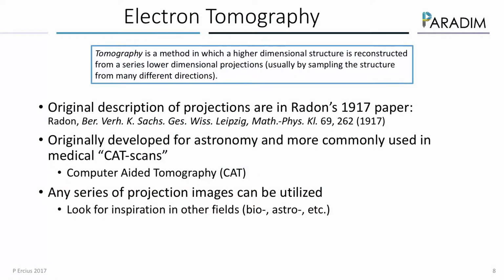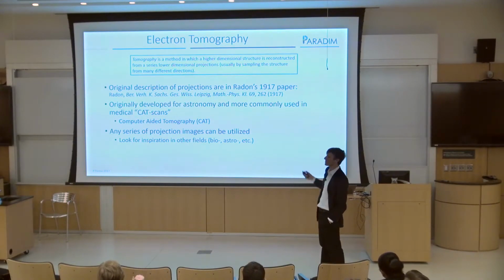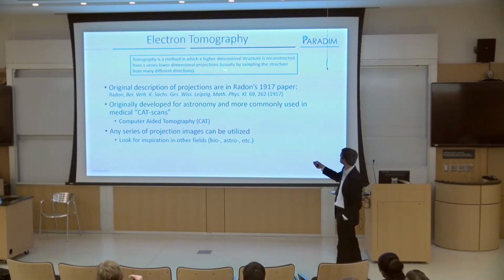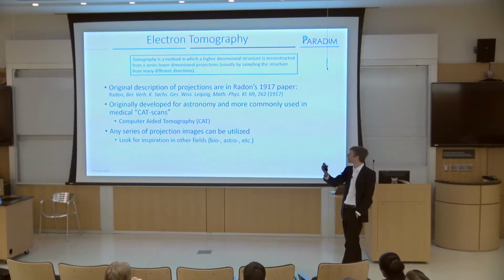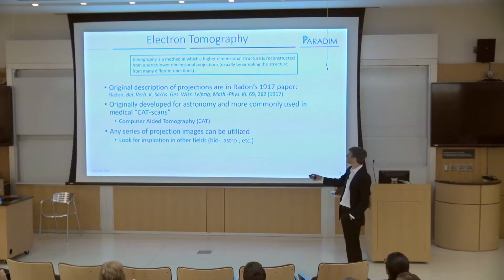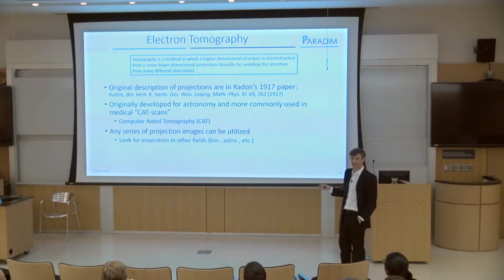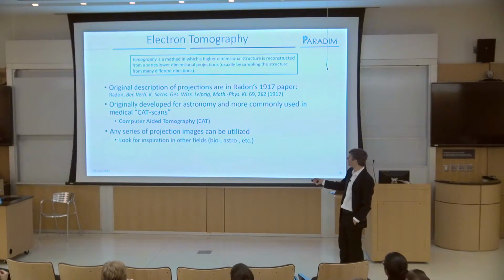So electron tomography is a method in which a higher dimensional structure is reconstructed from a series of lower dimensional projections. Okay? And that's usually by sampling the structure from many, many different directions. The original description of this was from a long time ago, a 1917 paper. It was originally developed for astronomy, and then it was more commonly used in what's called a CAT scan. That's where you take an X-ray source and a detector and they spin it around you, if you've ever had the misfortune of having to have a CAT scan. So a CAT scan is computer-aided tomography. And they left X-ray out of there because they didn't want to tell anyone they were X-rays, I guess.